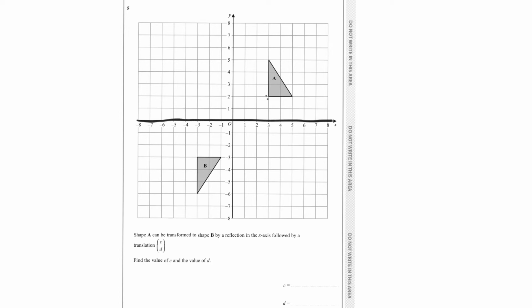So we can see that it takes 2 squares to go from the bottom of shape A to the x-axis. So we're going to reflect that there. So that same point would be here. This point would also be here. And this point at the top is 1, 2, 3, 4, 5 squares from the x-axis, so it would be here within the same plane. So that would be our reflected shape A.